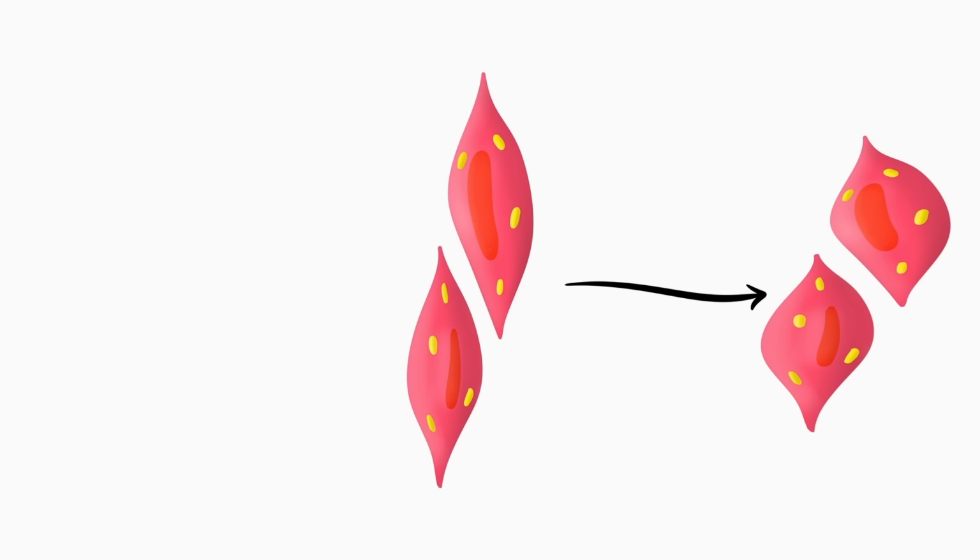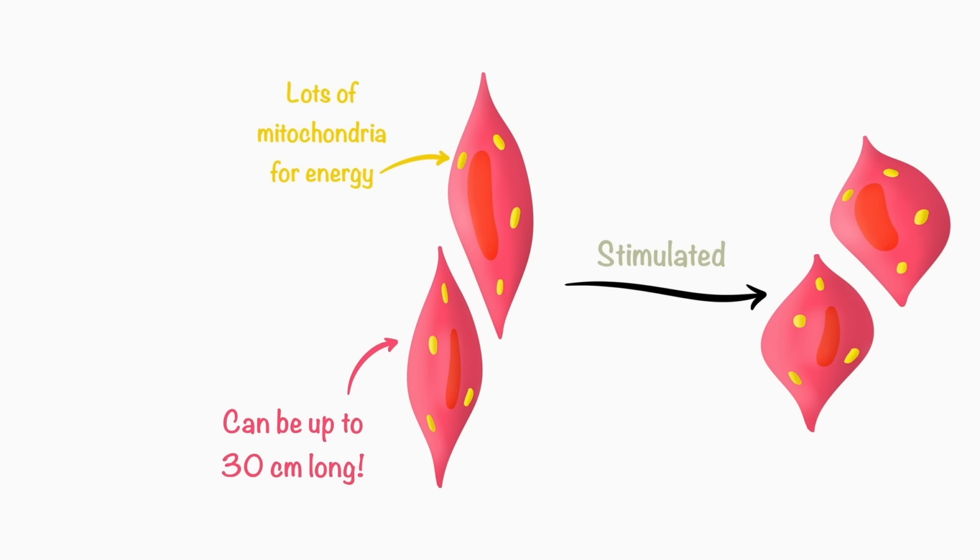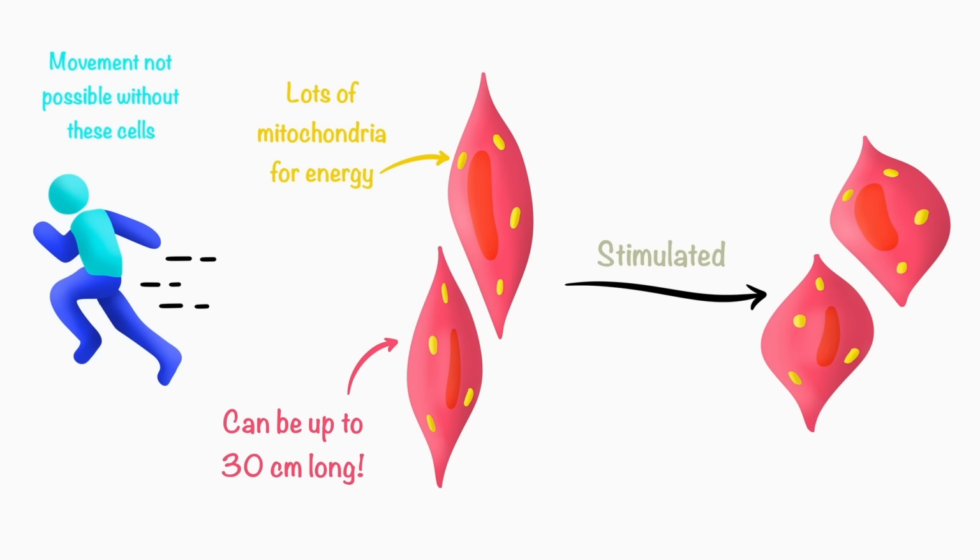Next, we have muscle cells. These are designed to contract rapidly. Their length provides ample room for this action. High mitochondrial content fuels their contraction process. Without specialized muscle cells, we wouldn't be able to move any part of our body.